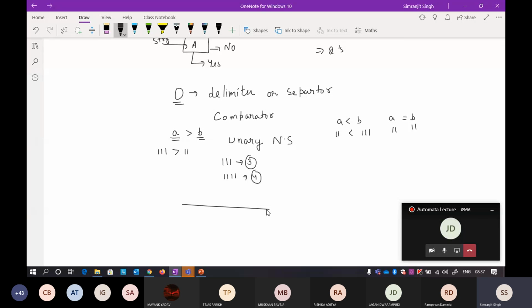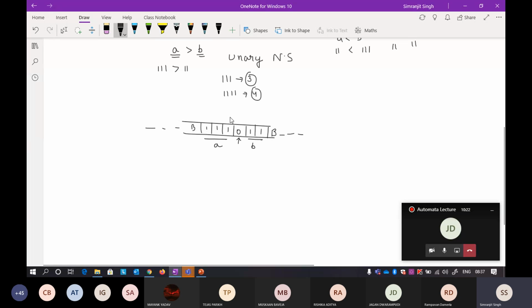On the tape you will put it like this: 1, 2, 3, this is my A, and I will separate this input via 0. So this is acting now as a separator. Now my B will be 1, 1. So this will be my B, and as usual there will be infinite blank symbols at the left and right of the Turing machine. This is how you interpret these kinds of questions.